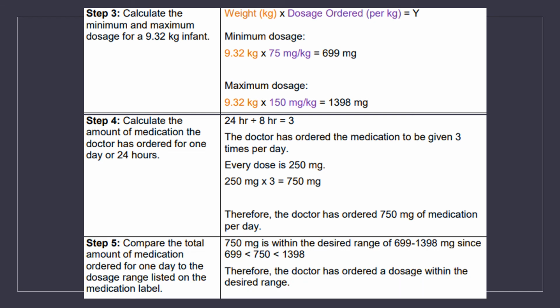So we compare the total amount of medication ordered for 1 day to the dosage range listed on the medication label. So 750 milligram is within the desired range of 699 milligram to 1,398 milligram. So the doctor has ordered the dosage within the desired range.